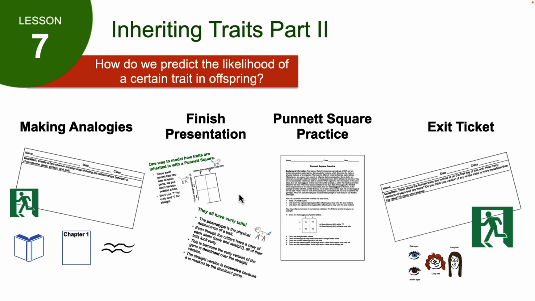We then finish the Inheriting Traits presentation from last time, and students get more practice with Punnett squares in a worksheet. Finally, students have an exit ticket to answer the question, think about the human traits you looked at on the first day of the unit. How many versions of each trait are there? Do you think one version of the trait is more beneficial than the others?